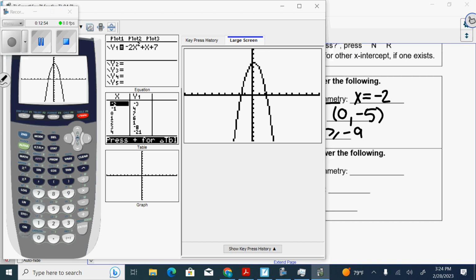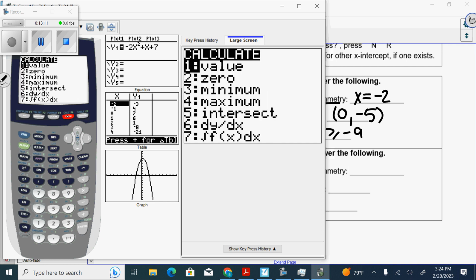Vertex. Okay, so I look in my box that has steps for the vertex. What's the first step? Okay, and then I'm going to have to pick if it's a maximum or a minimum. Looking at this picture, yes, good, we have a maximum. So I'm going to press second trace, what number? 4, good.